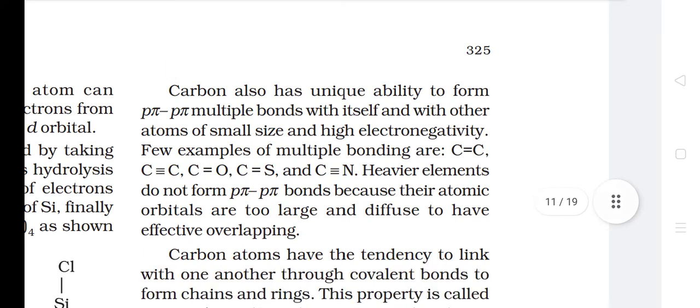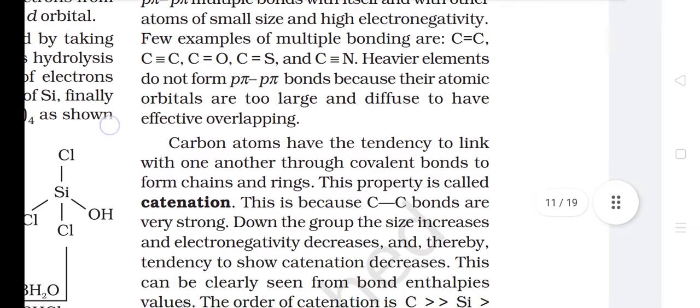Carbon also has a unique ability to form p-pi multiple bonds with itself and with other atoms of small size and high electronegativity. A few examples of multiple bonding are C=C, C≡C, C=O, C=S, and C≡N. Heavier elements do not form p-pi bonds because their atomic orbitals are too large and diffuse to have effective overlapping.